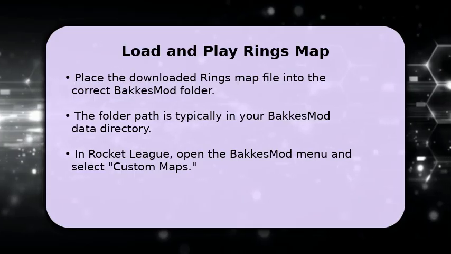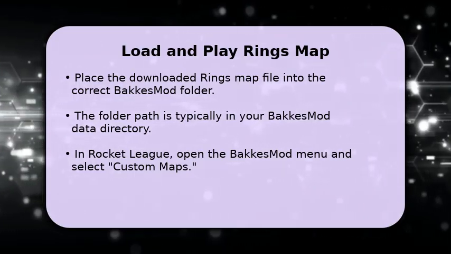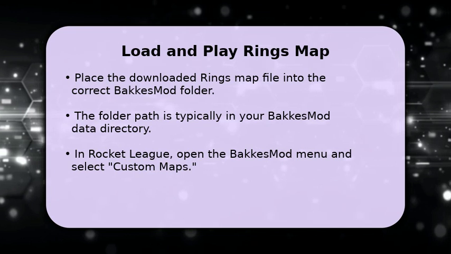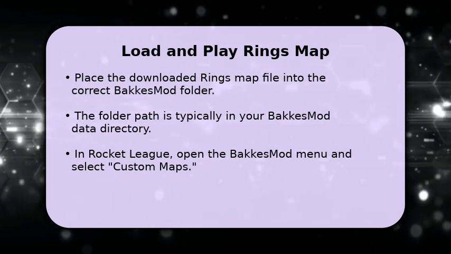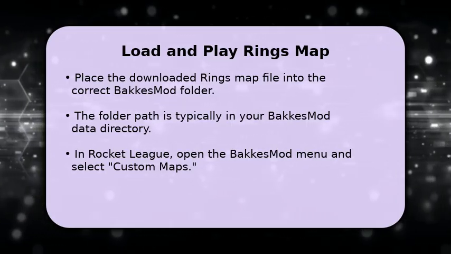Once the file is in place, open Rocket League and access the BaxMod menu, typically by pressing F2. Navigate to the Custom Maps section. You should see the Rings map listed there. Select it and click Load Map to begin your aerial training.